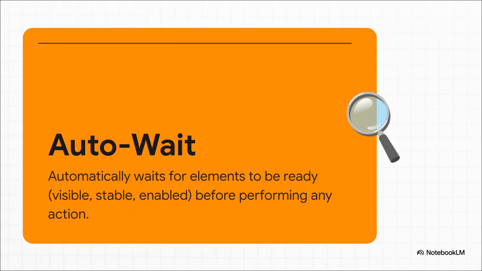And this is the real magic. A master chef doesn't just toss ingredients into a cold pan. They wait for it to get to that perfect temperature. Playwright is that master chef. Before it clicks a button, it automatically waits for that button to be visible, to be stable, and to be ready to receive a click. This one feature, seriously, this right here, eliminates probably 90% of the reasons automated tests get flaky.